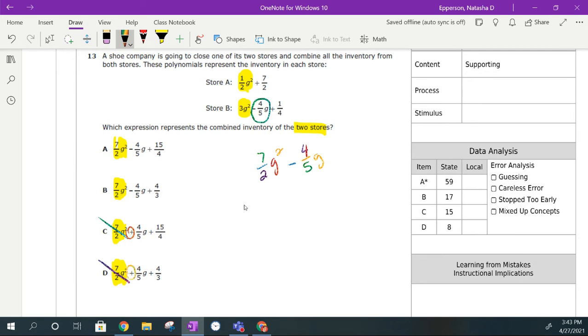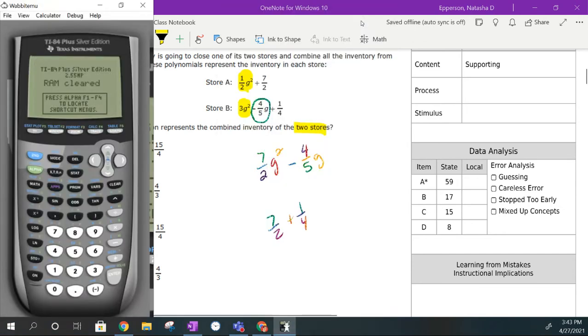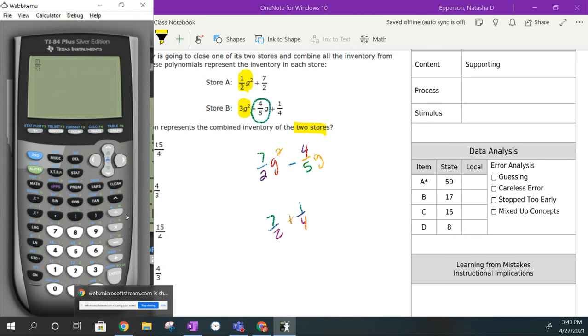All right, now I need to take 7/2 plus 1/4 for my last term. I'm going to use my handy dandy calculator. Let me pull it up. All right, I'm going to go to alpha y equals, and I can see this list of 1, 2, and 3. The first on the list is n over d, which is numerator over denominator. I'm going to hit enter. That's going to give me a fraction. I'm going to put 7 on top and 2 in the bottom.